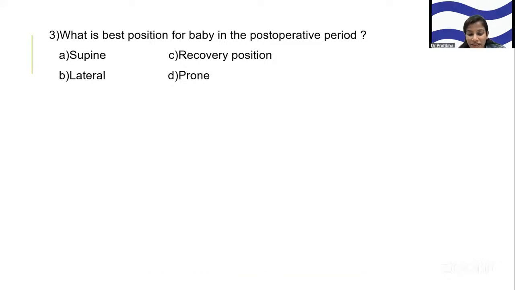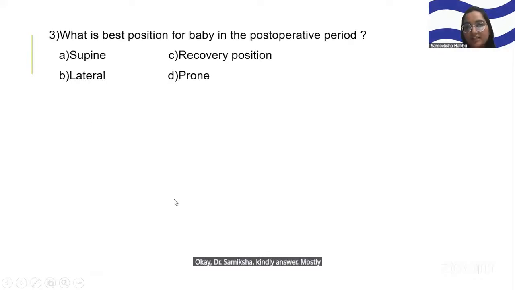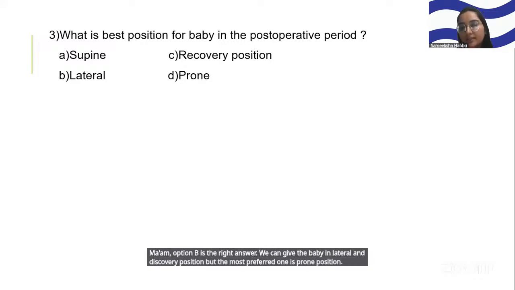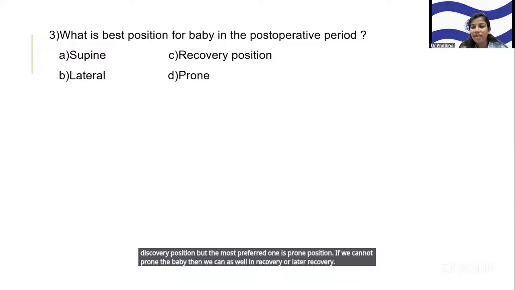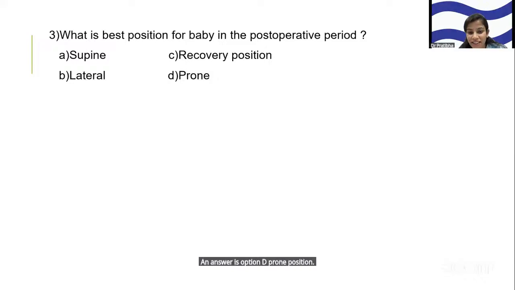Okay, we are getting responses. Mostly it is D and some are C also. Okay, Dr. Samiksha, kindly answer. Ma'am, mostly option D is the right answer. We can keep the baby in lateral and recovery position, but the most preferred one is prone position. If we cannot prone the baby, then we can give recovery or lateral position. But the answer is option D, prone position. Hope our audience got the answer.